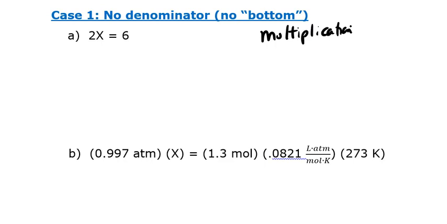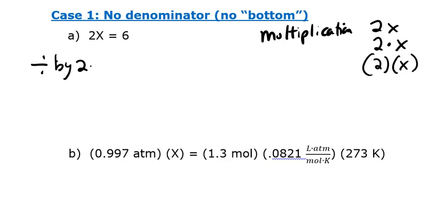So multiplication can be shown as 2x, or 2 with a dot between it and the x, or you can use parentheses around each thing that is to be multiplied. Those are all used. Okay, so if we want to get x by itself, the first thing we need to do is divide by 2, since the x is now multiplied by 2. So we're going to divide by 2 on both sides.